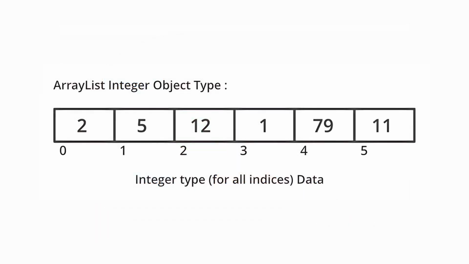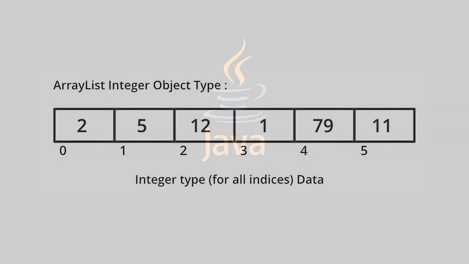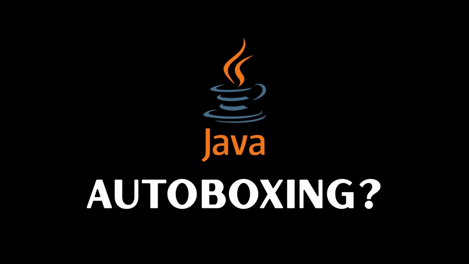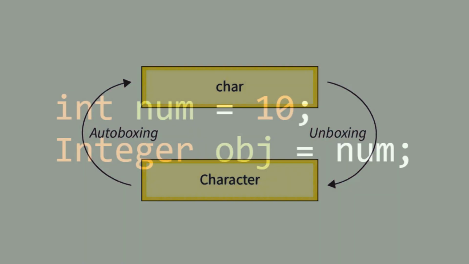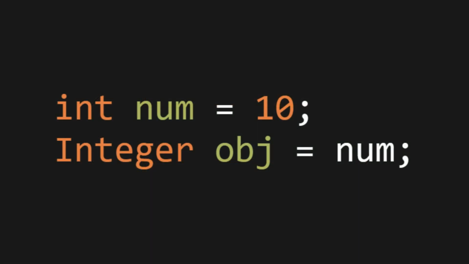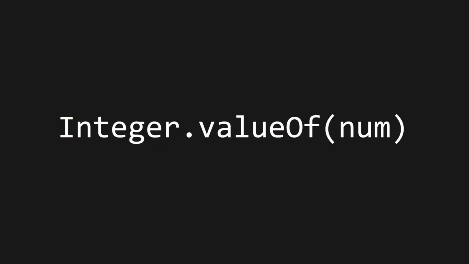You can't directly put int in an ArrayList, but you can put Integer. So what is autoboxing? Autoboxing means Java automatically converts a primitive into a wrapper object. For example, int num = 10, it is a primitive type. Integer obj = num. Autoboxing happens here. You don't need to write Integer.valueOf(num). Java does it for you.